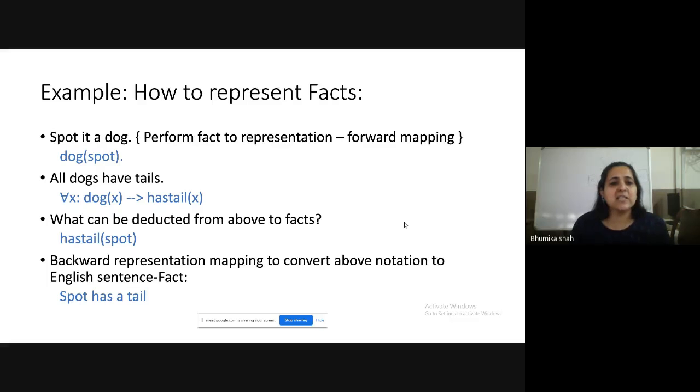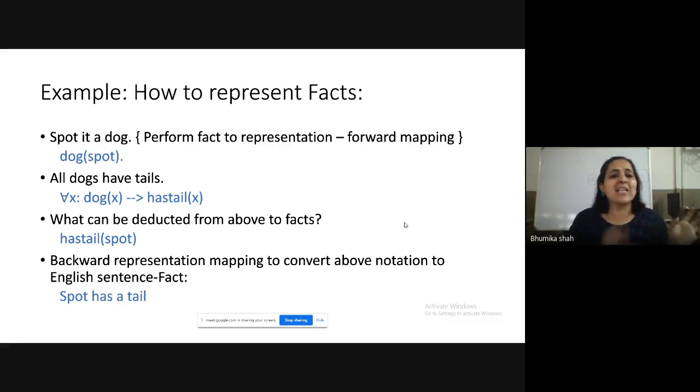If I say Spot is a dog, it's a fact. This fact is written in an English-like statement. We are right now discussing forward mapping, how we map a fact to a representation. So what is forward mapping?